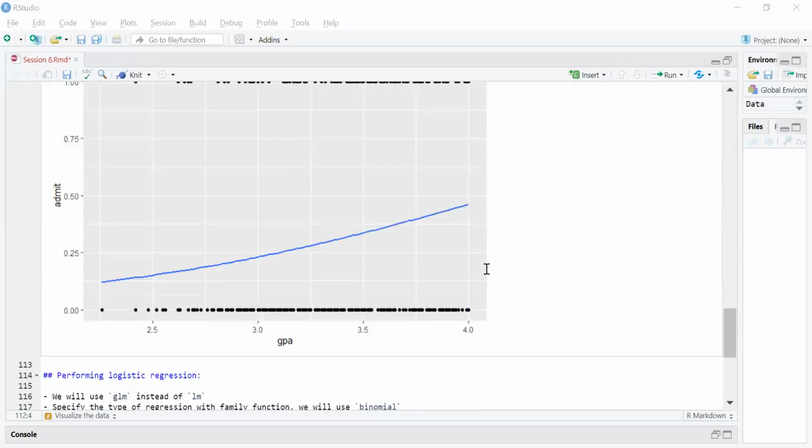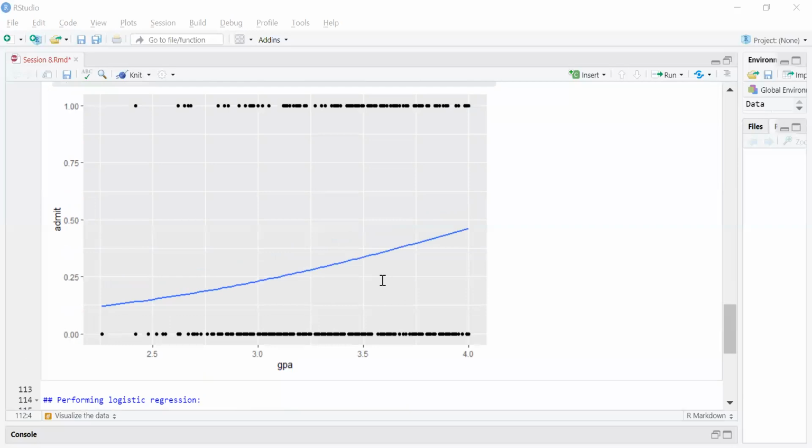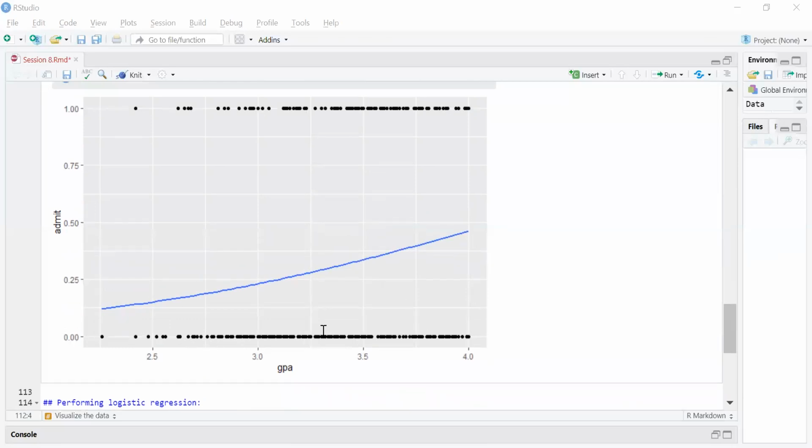Now, if you look at the graph, you can see that as the GPA increases, the probability of getting admission also increases. If you're getting a 4.0, the probability of getting admission is somewhere around 50%, around 46% or something. But you can also see that even if your GPA is somewhere around 2.5, you still get admissions, but the probability is low.